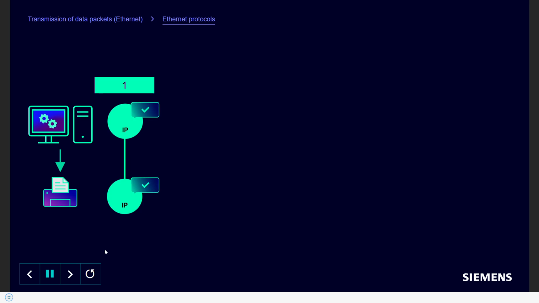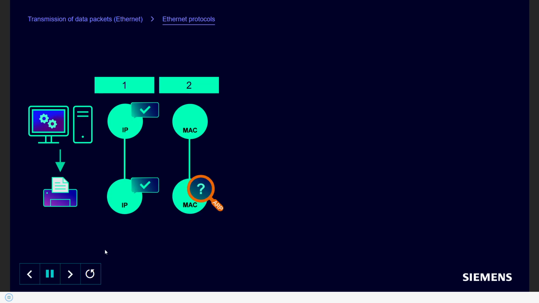First, the check determines whether both components are on the same network. Second, if this is the case, the computer and the printer are both on the same network, the ARP cache of the computer is checked to determine whether a MAC address for the known IP address of the printer is already saved. As we are carrying out this action for the first time, there is no information about it in our ARP cache.